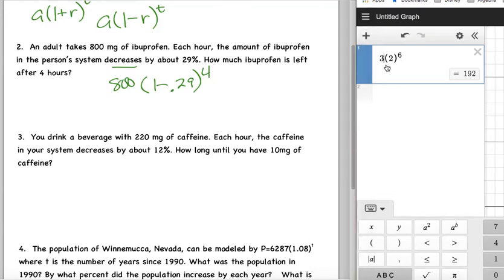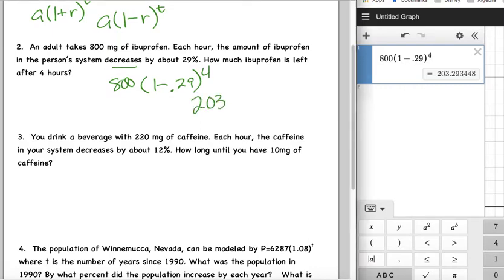So I'm going to change this up. I'm going to start with 800. I'm going to make this 1 minus 0.29, and I'm going to make my power 4. So 203.29 milligrams will be left after 4 hours in their system.